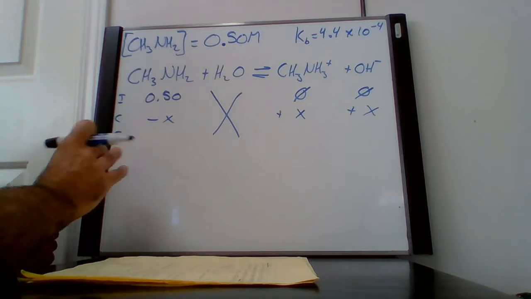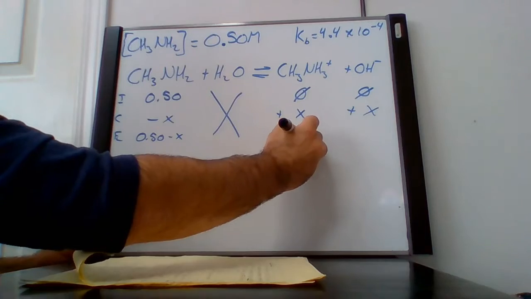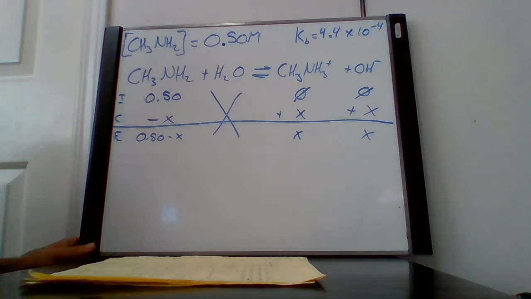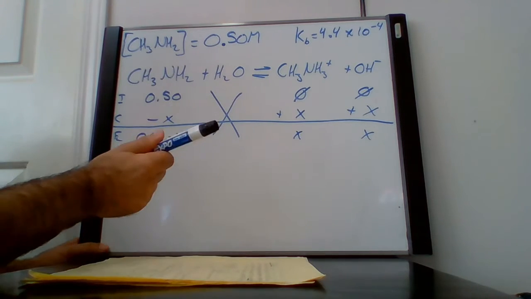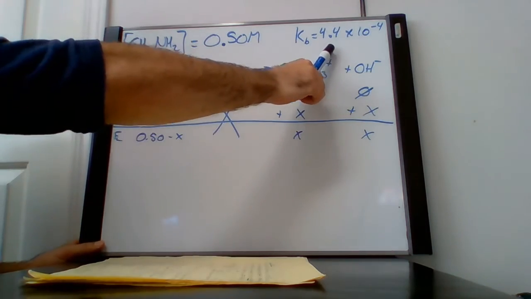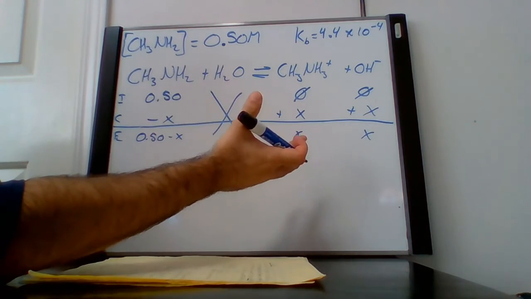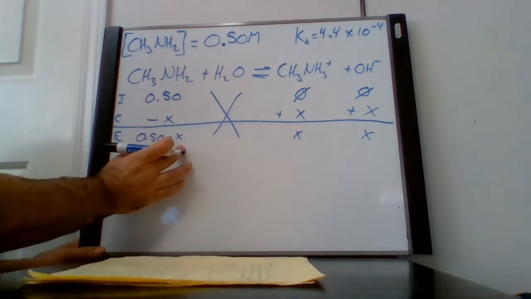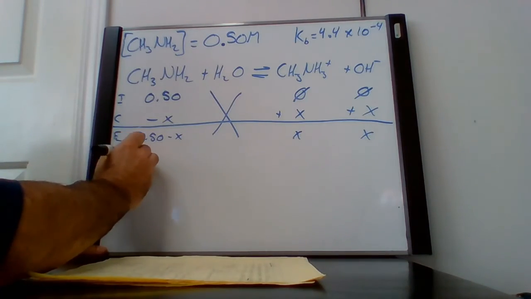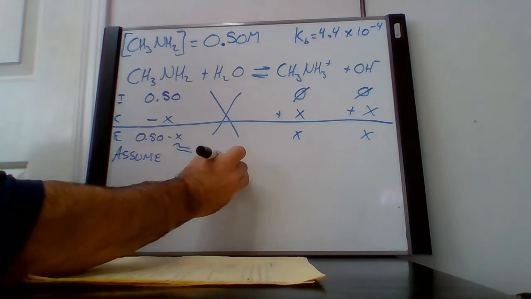Okay, so we're going to look here. We've got a 0.50 minus x, an x, and an x, right? That's our equilibrium situation. Those are our concentrations. Now, we want to pay attention here for the 5% rule. I've got 0.5 minus x. And so we said if the concentration was 1,000 times greater than our KB value or our Ka value, we would ignore that. 0.5, 4.4 times 10 to the negative 4. So we can make that assumption, assume that this is approximately 0.50.